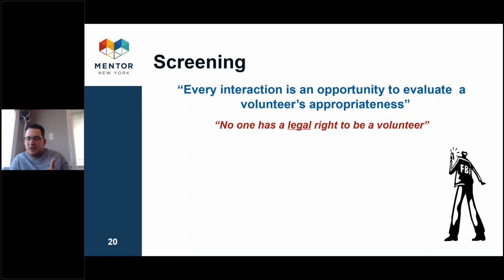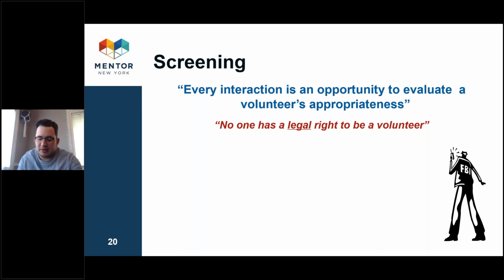But once someone's in, you're still going to be training them, you're still going to be providing supervision, you're going to be checking in with them. And at some point, there might be red flags raised later in that process that make you say, this person is not a great fit for my program. And that's okay. You can use that as an opportunity to screen them out at various points later on. Once they're in, it's not like you're stuck with them forever.